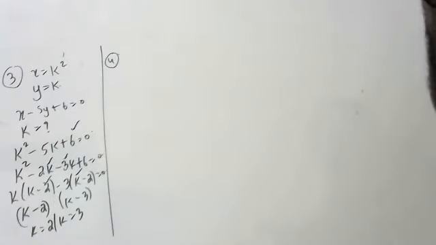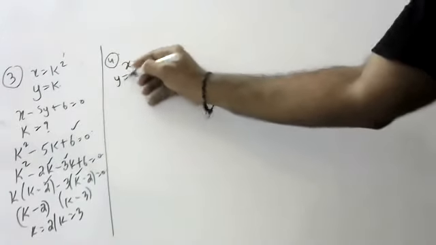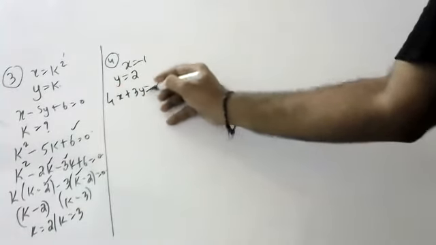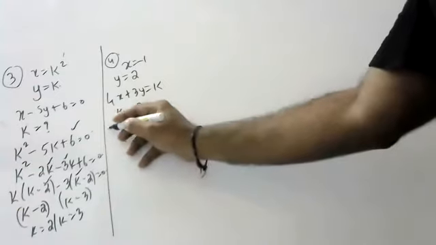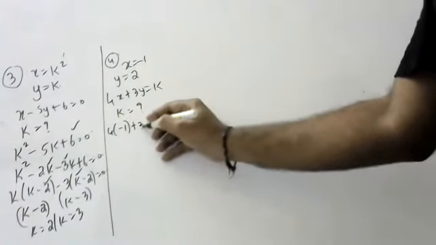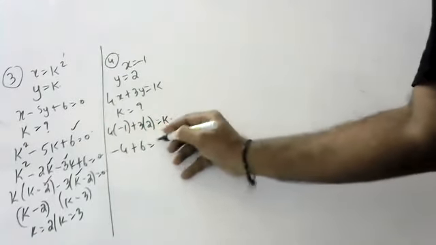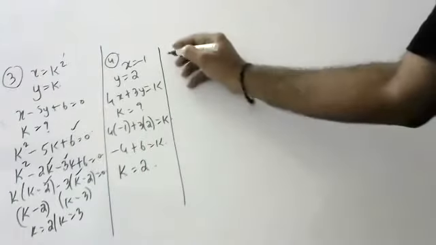Fourth question. x is equal to minus 1, y is equal to 2 are the solutions of 4x plus 3y is equal to k. Find k. 4 into minus 1 plus 3 into 2 is equal to k. Minus 4 plus 6 is equal to k, k is equal to 2. That's it.